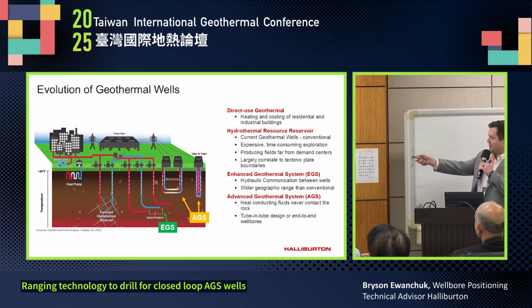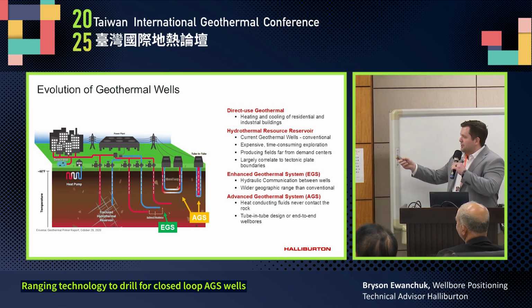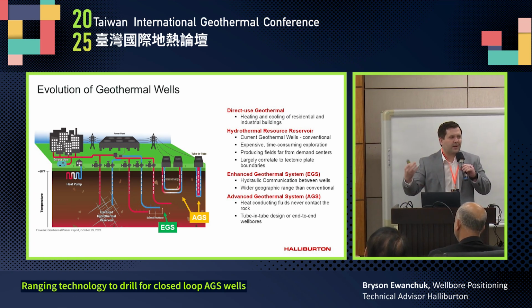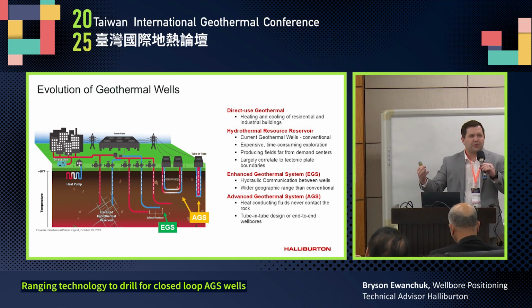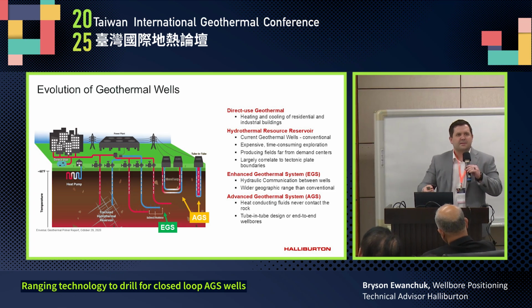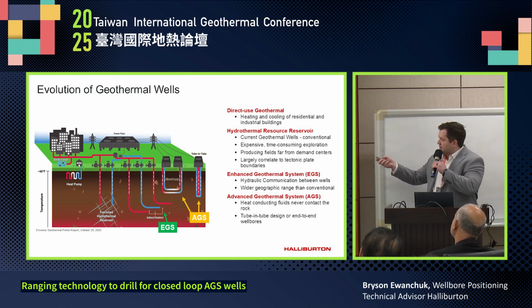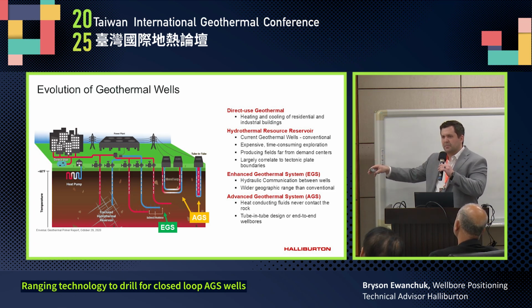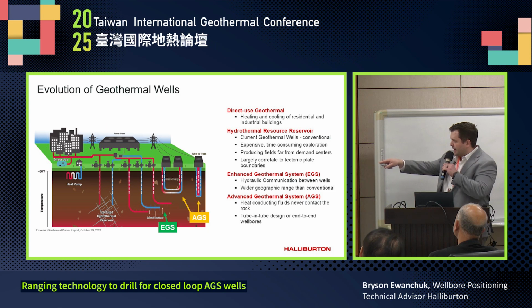Going left to right here, we have direct use geothermal. Nothing too complicated from a drilling perspective: just drill down a couple hundred meters or so, find a geothermal reservoir, direct access to residentials. Next, we have the hydrothermal resource reservoir. This is where we're at today. This is what's more or less conventional. So fundamentally, we're trying to find these fractured reservoirs.